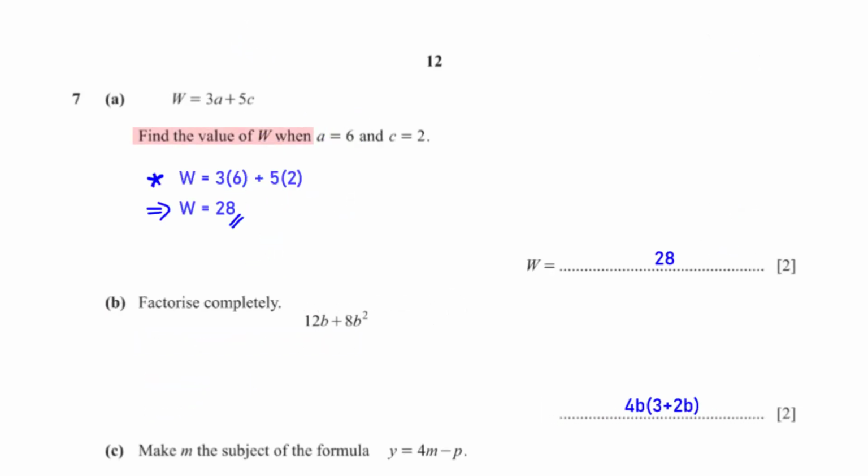Find the value of W when A is 6 and C is 2. When we plug in the values of A and C into the given equation, this is what we have. When we type this into the calculator, we get 28. Factorize completely. 12b plus 8b squared. The terms have a common factor of 4b. When we factor out 4b, we are left with 3 plus 2b.